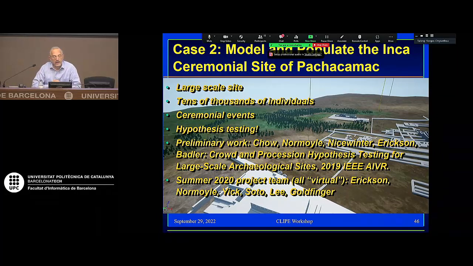and this was an Inca site on the Pacific coast near Lima, Peru, called Pachacamac. And it's a very large-scale site. It was occupied during ceremonial times by tens of thousands of pilgrims. The events there were different than everyday life. They were ceremonial, and we have no idea what they were. So one of the bases for what we were doing was to build a tool that would allow the anthropologist to test hypotheses about how the site might actually have been occupied and used during these ceremonial and ritual events.